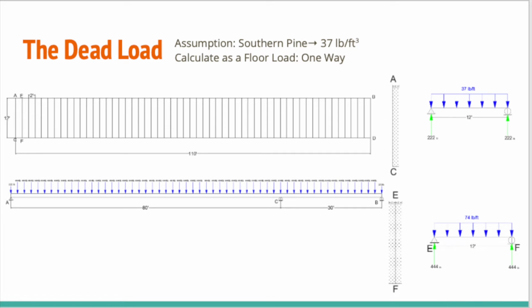In order to determine the dead load of this bridge, it was necessary to make the reasonable assumption that the material of the bridge is southern pine, one of the most common timber materials used for construction in the United States.